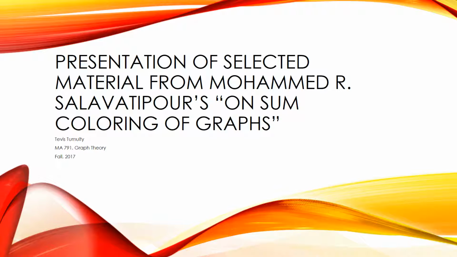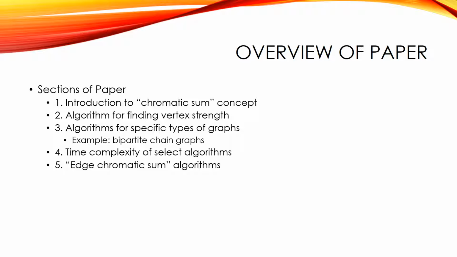This is a presentation and review of selected material from Mohammed Salavatapour's On Some Coloring of Graphs. The sections of the overall paper include an introduction to the chromatic sum concept, an algorithm for finding vertex strength, algorithms for specific types of graphs, and a particular example is for bipartite chain graphs, which we'll be looking at in detail, time complexity of select algorithms, and the edge chromatic sum of algorithms.